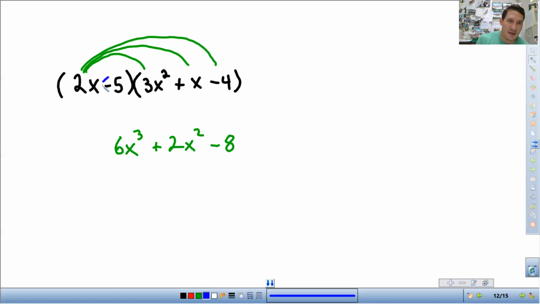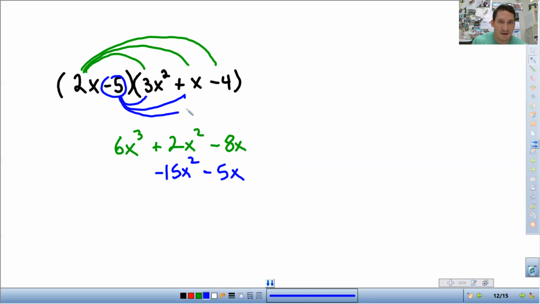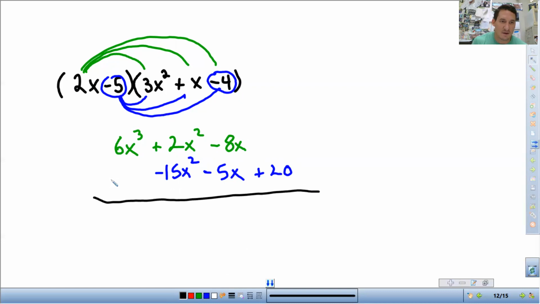And when I distribute this, I treat it as a negative 5. So negative 5 times 3x squared is negative 15x squared. I'm going to line it up with the other x squared terms. Negative 5 times x is negative 5x. Then negative 5 times negative 4, again we are treating that as a negative, so negative 5 times negative 4 is positive 20. So plus 20. Now just add that together.